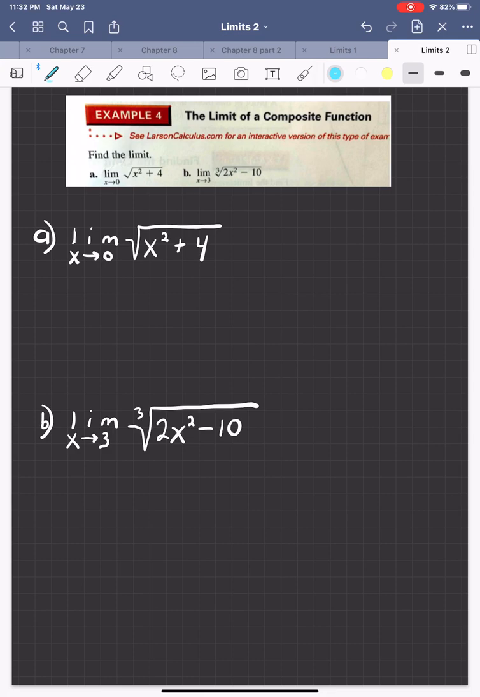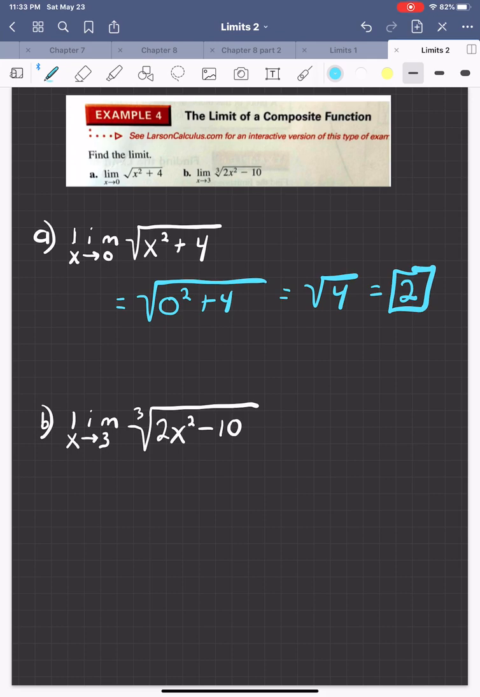So here's a couple examples. Feel free to pause the video if you'd like. You want to find the limit, and we are going to use this technique where we just find the limit by taking the value of c and plugging it in for x. So 0 squared plus 4. So that's just the square root of 4, which is 2.